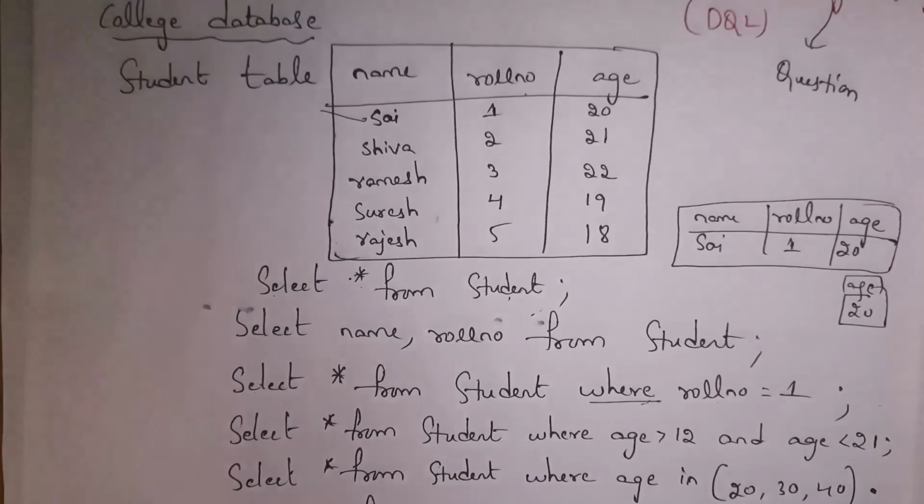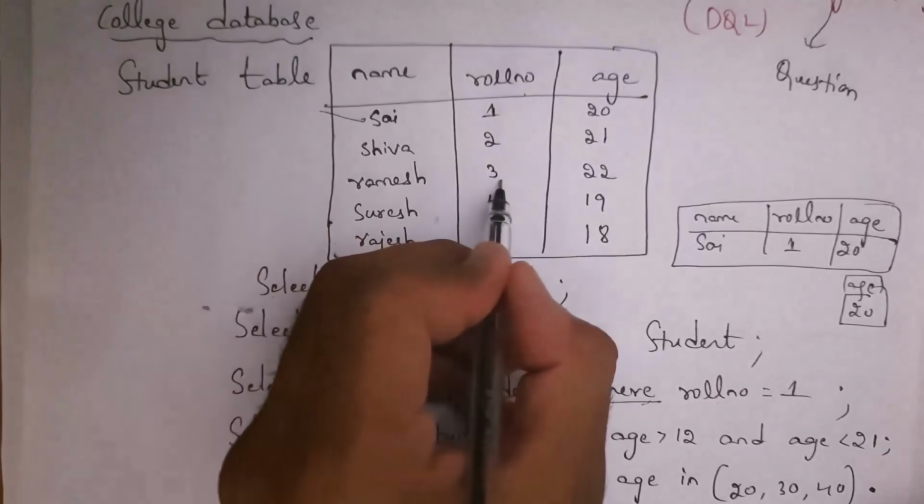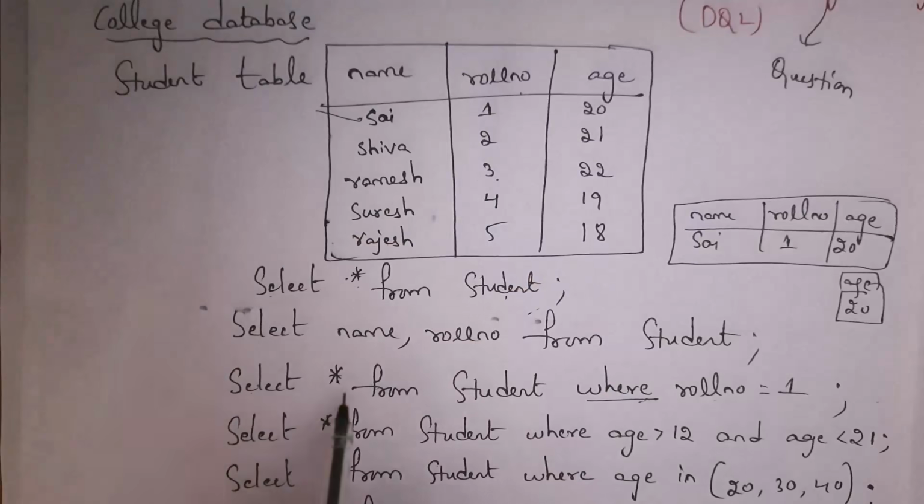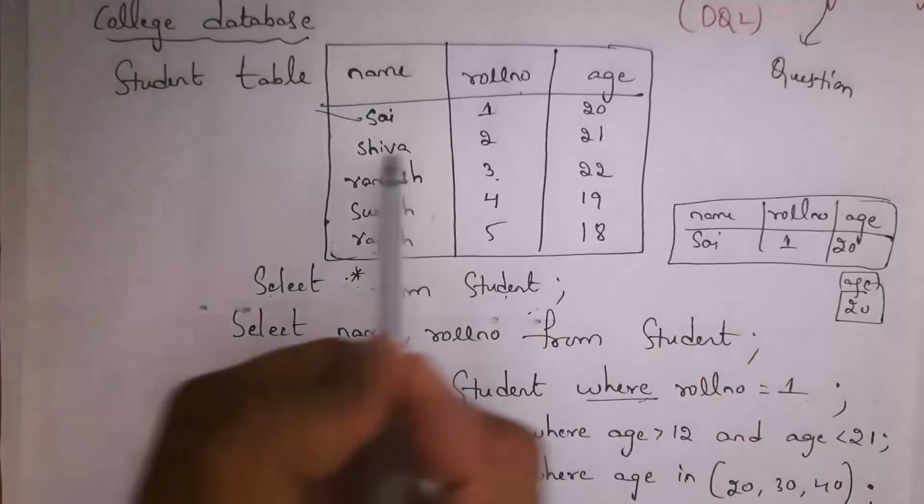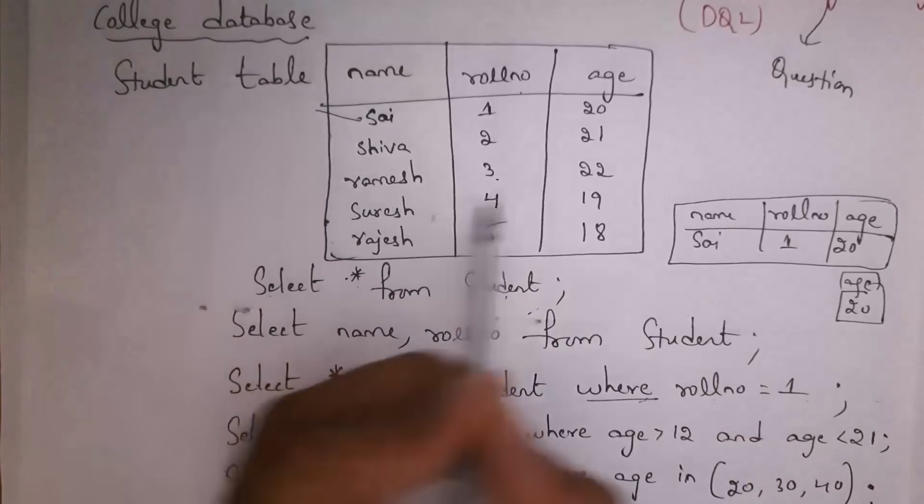For example, I want the record of the student whose roll number is 3. So just write select star from student where roll number equal to 3. It will display the complete record of the student whose roll number is 3. So it will display the complete Ramesh record.